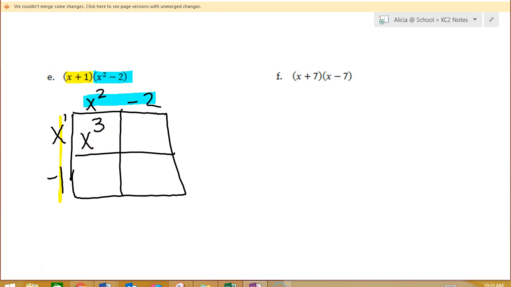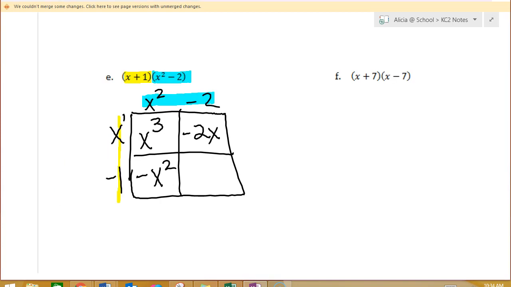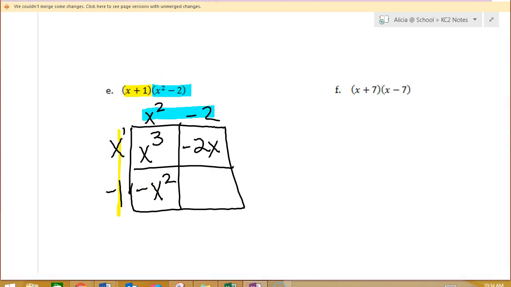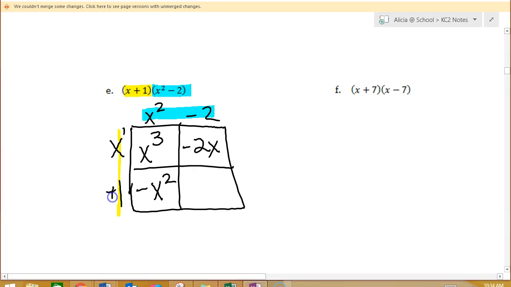Next term, negative 2 times a positive x is a negative. And just notice that I should have a little negative sign here. This was like plus 1. So a positive 1 times an x squared is a positive x squared. A positive 1 times a negative 2 is a negative 2.